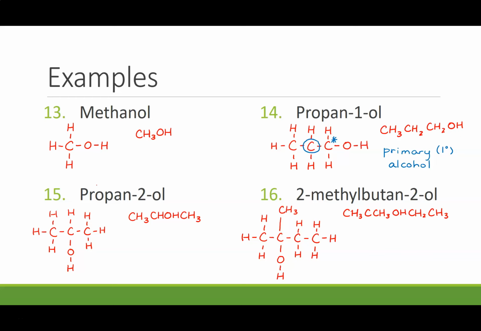Number 15, we can see that the carbon that has the hydroxyl group attached to it has 2 other carbons attached to it, so that is a secondary alcohol. And we can abbreviate secondary with a 2 with a degree sign. And finally, on number 16, this carbon that has the hydroxyl group attached to it has 3 other carbons bonded to it. So this is a tertiary alcohol. And again, we can abbreviate tertiary with the 3 with a degree sign.